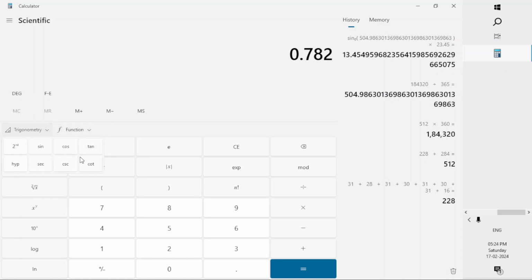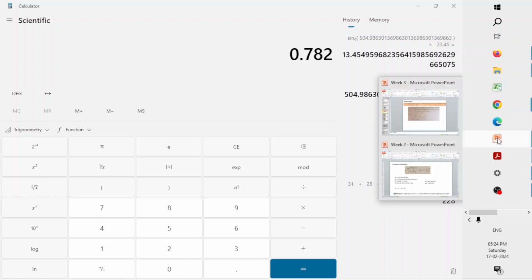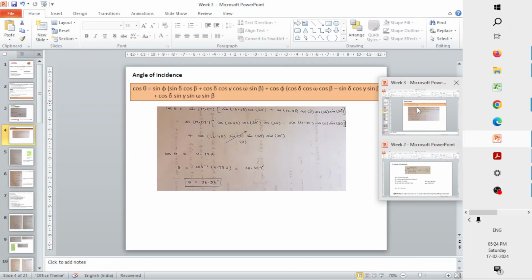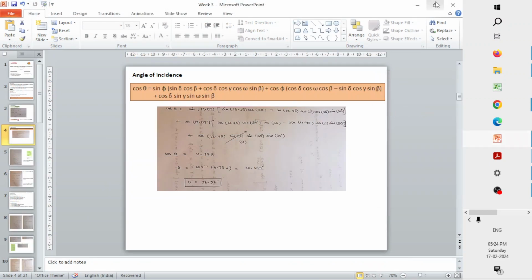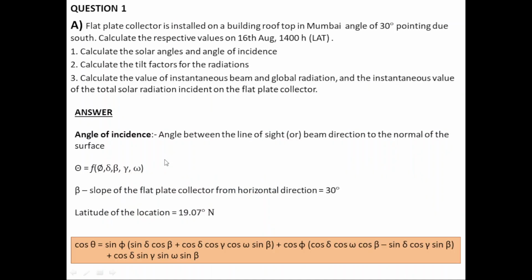I guess here we do not have that inverse function. Okay, let me just use my calculator. Cos inverse of this value is coming around 38.559. So I am taking that 38.559 as 38.56.